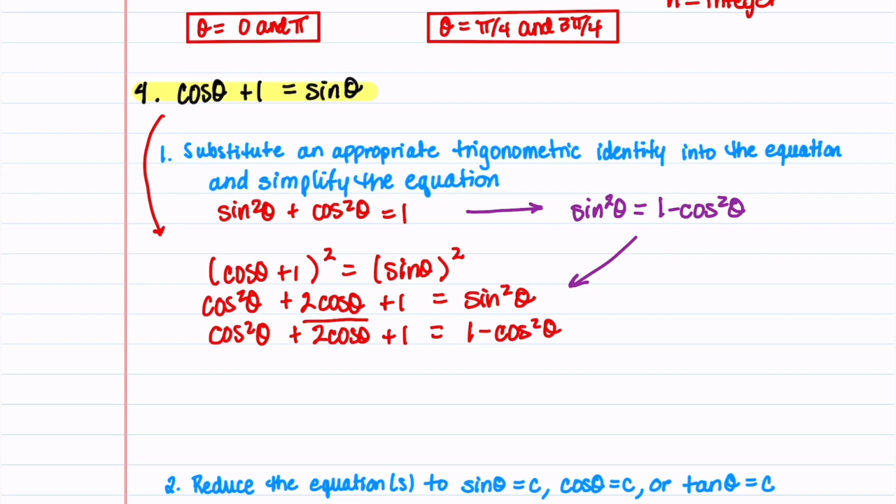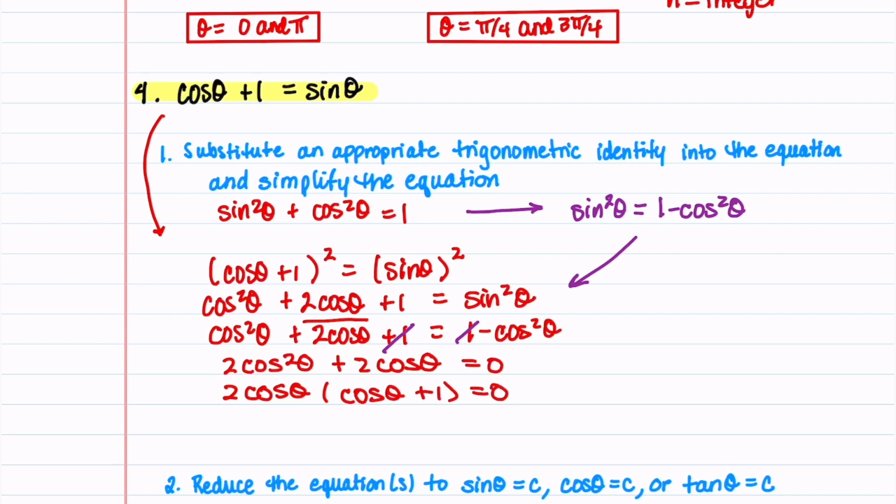Let's pull everything to our left-hand side. And actually, before we do that, let's notice that our 1's are going to cancel. We'll bring our cosine squared on the right over to the left. So we'll get 2 cosine squared theta plus 2 cosine theta is equal to 0. We can factor out 2 cosine theta, and we're left with cosine theta plus 1 is equal to 0.